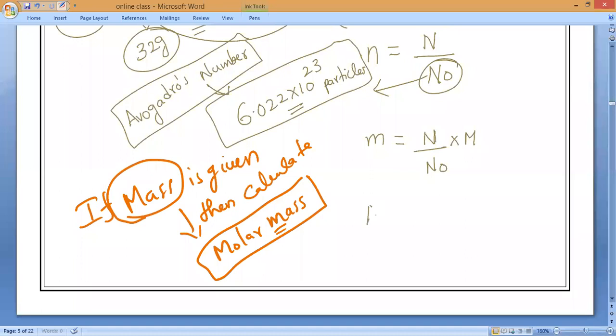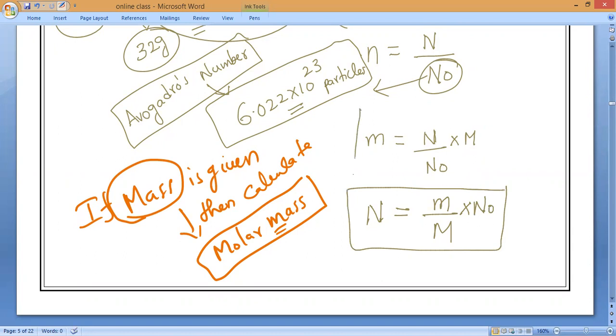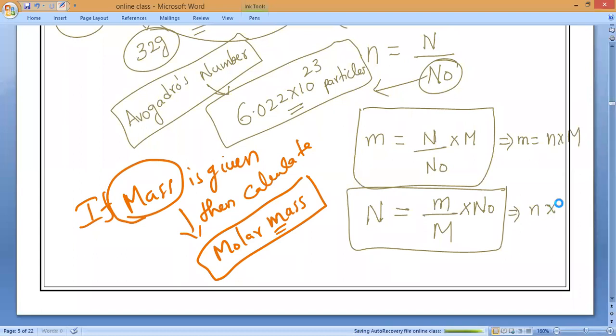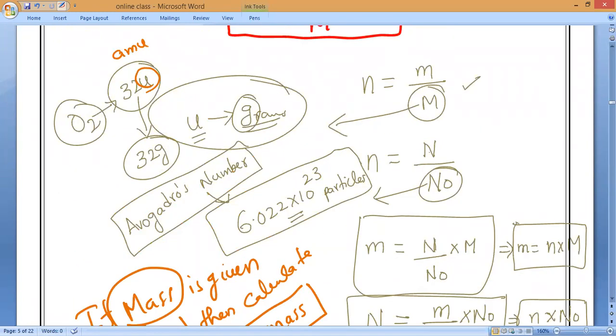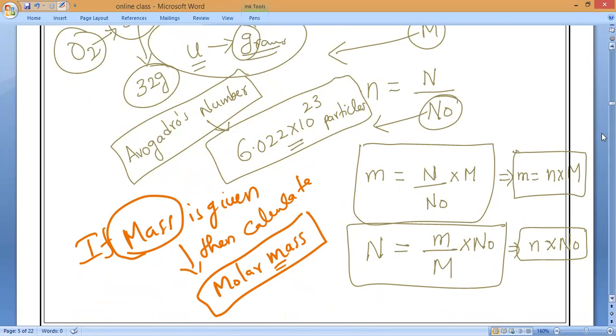And the last case: number of particles is equals to given mass divided by molar mass into Avogadro number. So these are the formulas. Totally four formulas you have to remember. The simplified formula of this one is M is equals to number of moles into molar mass. This one is number of particles is equals to number of moles into Avogadro number. I'm not finding anything new, I am just substituting one formula in place of another. So this is how the four formulas come.